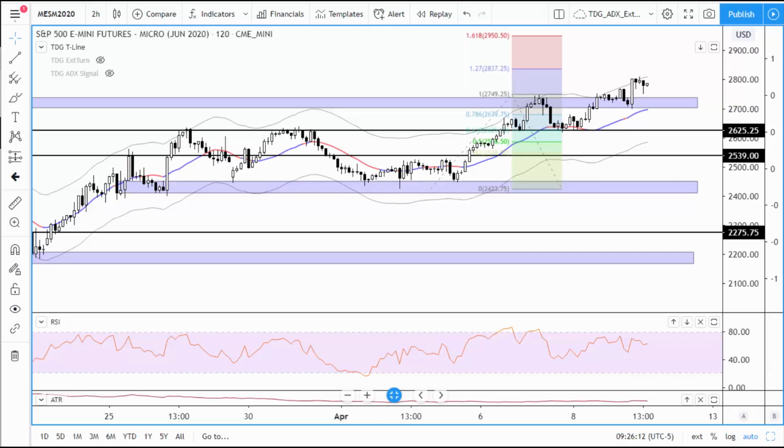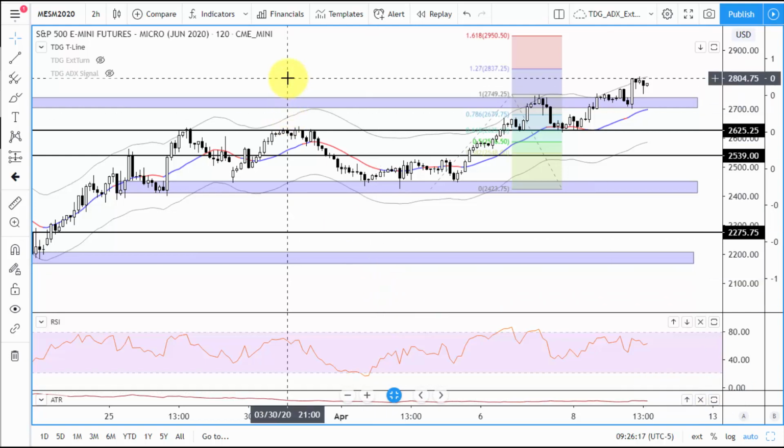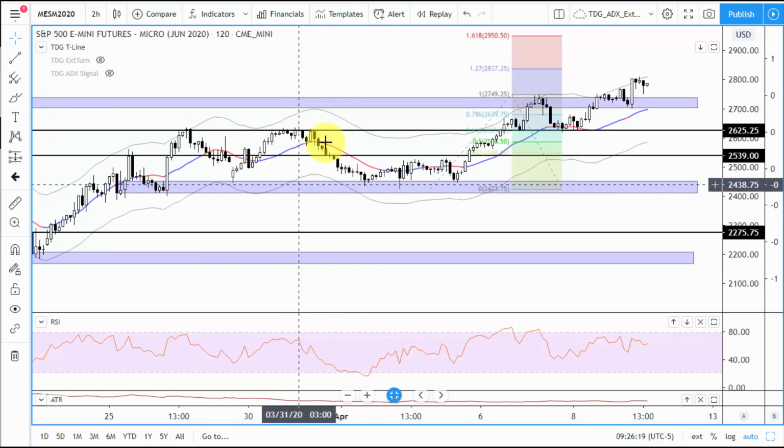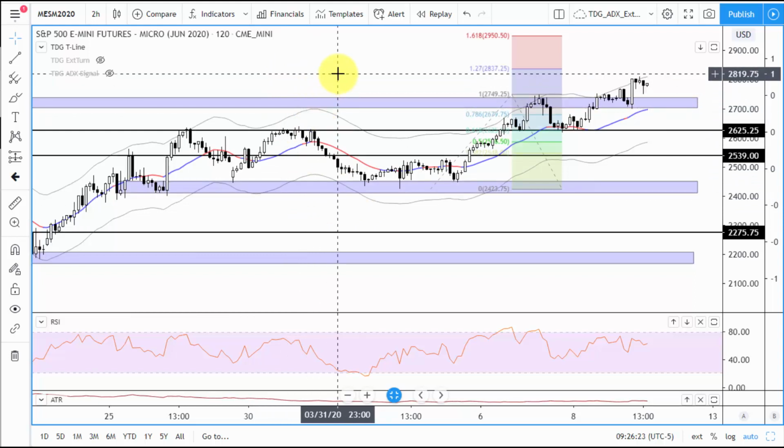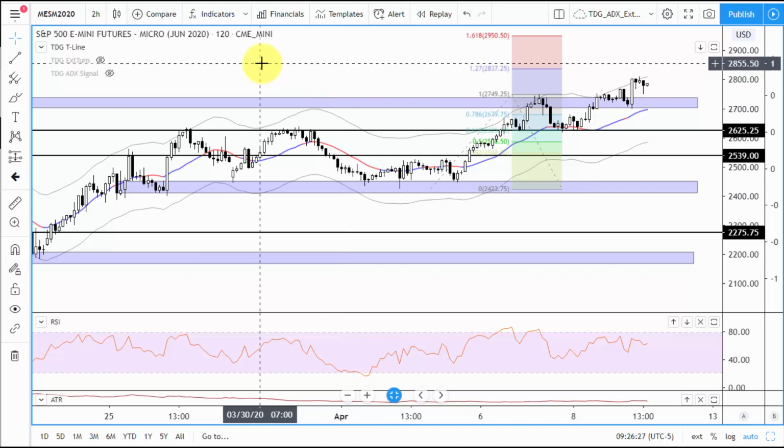We're going to learn about the T-line supreme for TradingView. I've got the indicator applied to the chart, and one of the things that you'll notice with the T-line is that currently the bands that we are using to find the extremes are static. So with those static bands, I want to show you a different way to employ it.